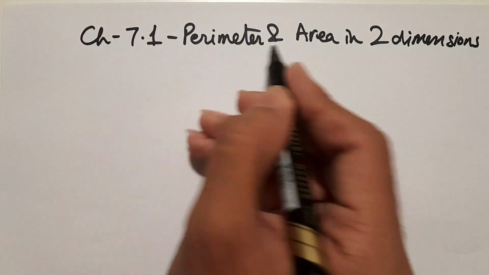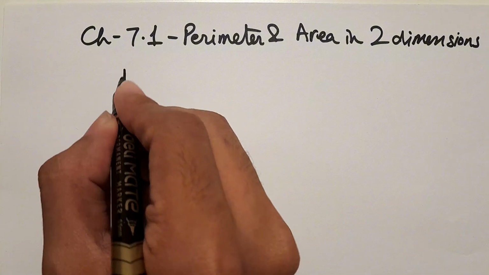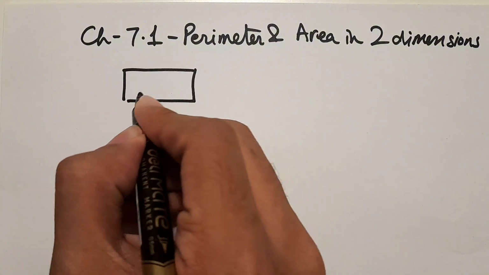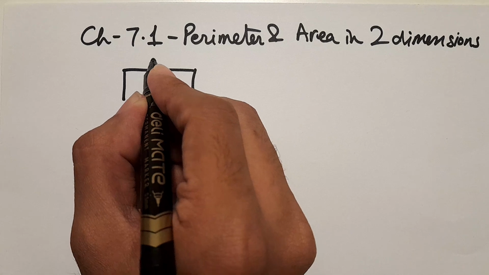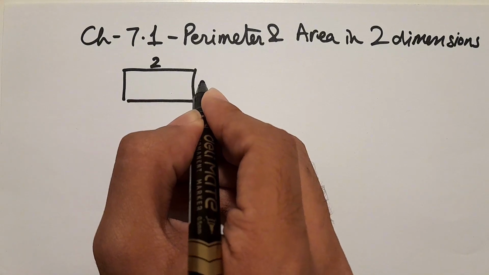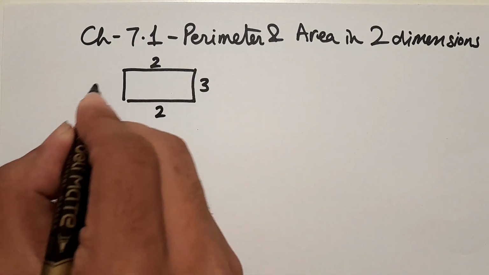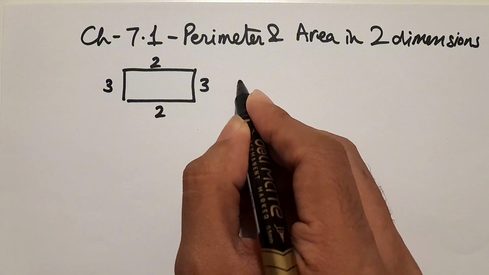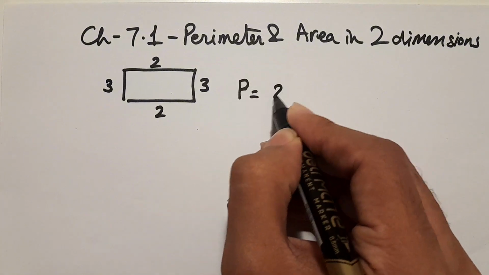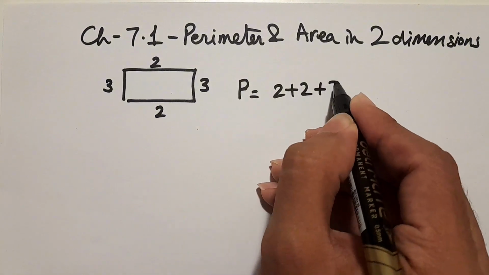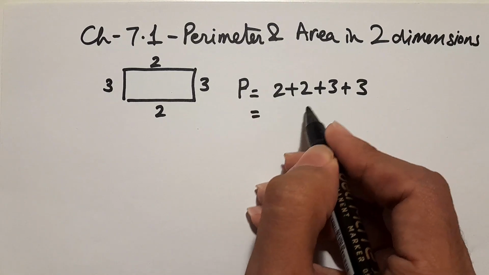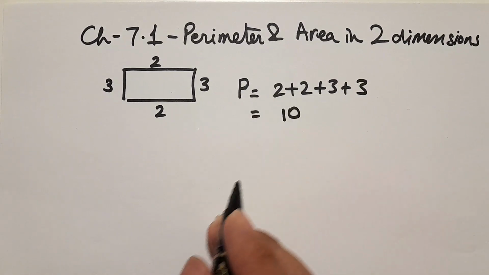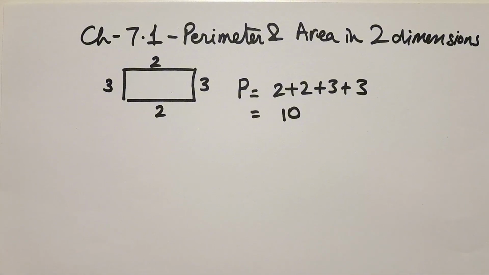So perimeter means the sum of all sides. So for example, if we have a rectangle, we have to add the sides, so here 2 and 3. So the perimeter will be 2 plus 2 plus 3 plus 3, which will be 10. So this will be the perimeter.